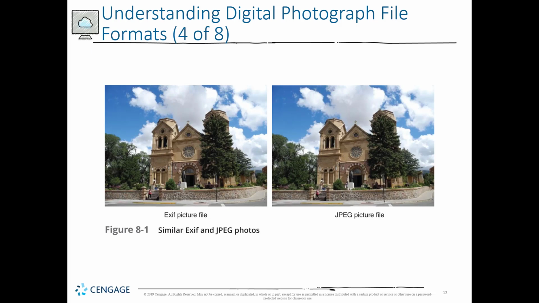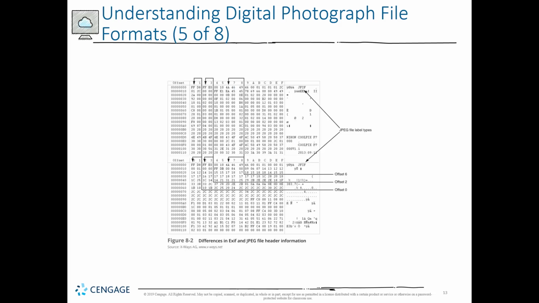Here is a perfect example of the EXIF picture file and the JPEG picture file. You're going to notice they look almost identical, but the difference is the EXIF picture file houses data behind the photo. So what does that mean? This is what it actually looks like. Here we have, let me grab my pen.